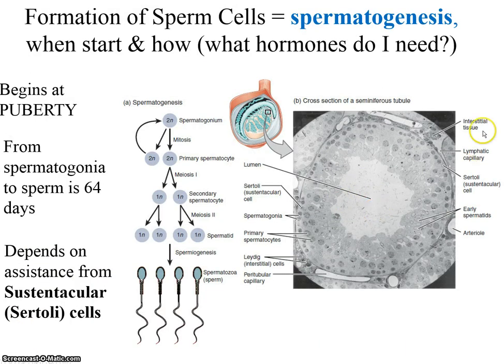So this is looking at this process of meiosis that we specifically call spermatogenesis. And spermatogenesis is going to involve meiosis, and it's going to involve what we call spermiogenesis. So this is a step in the process, collectively known as spermatogenesis. As I say here, it begins at puberty, and we go from the spermatogonia to the sperm in about 64 days. That's the length it takes, and it depends on these sustentacular or Sertoli cells helping it.